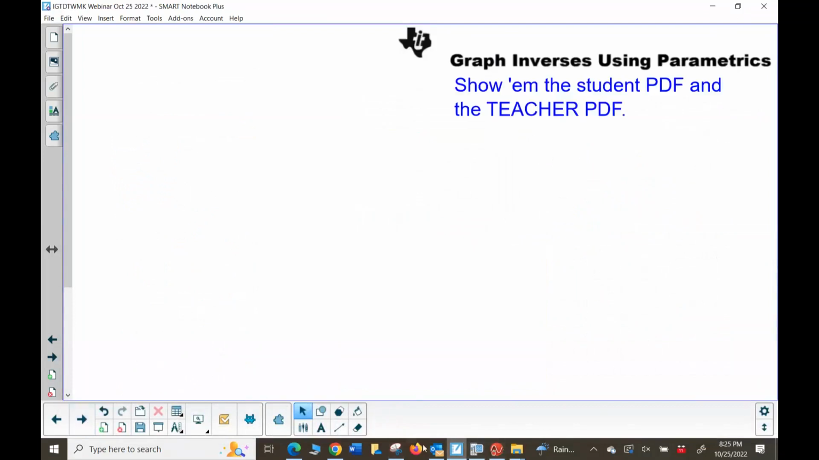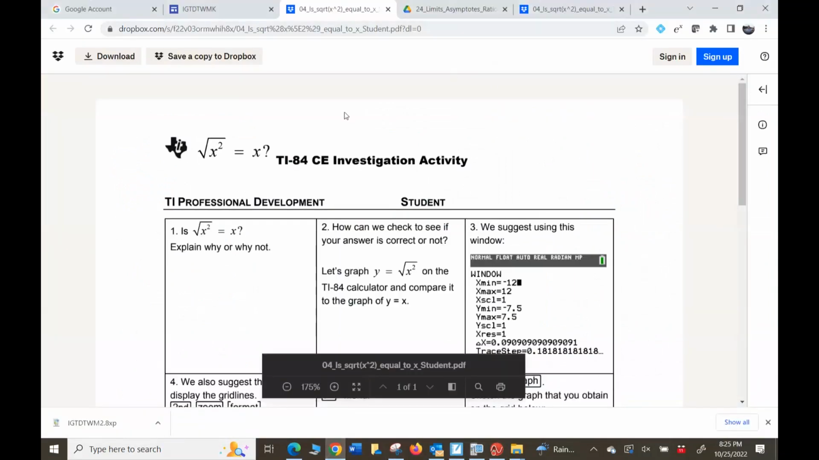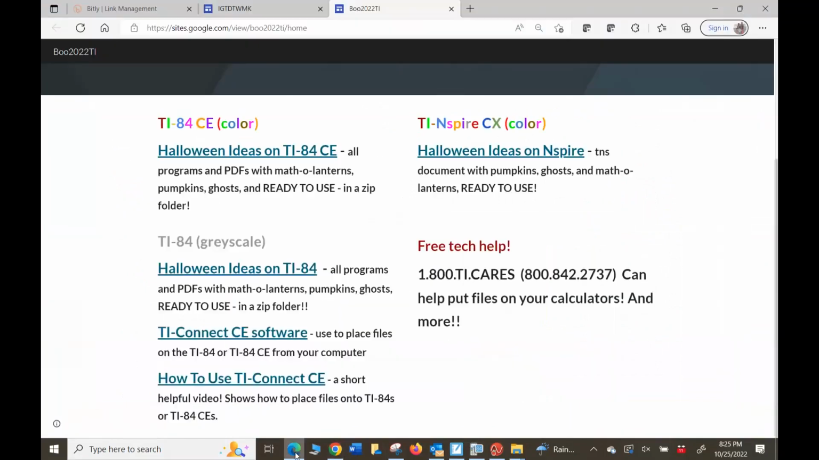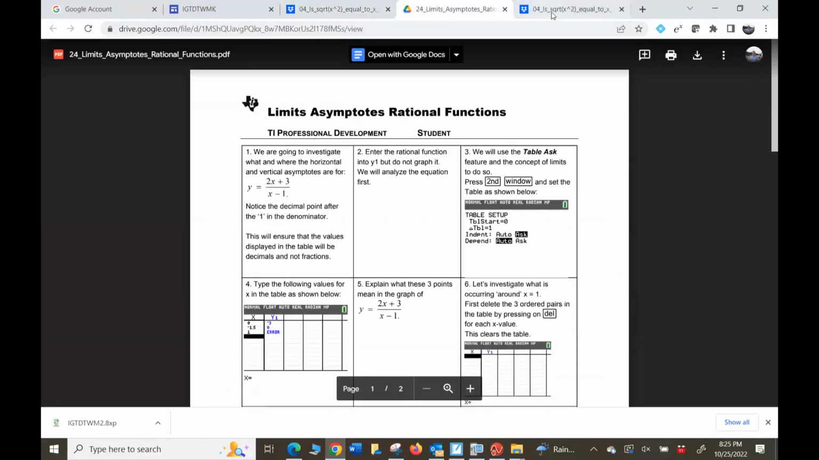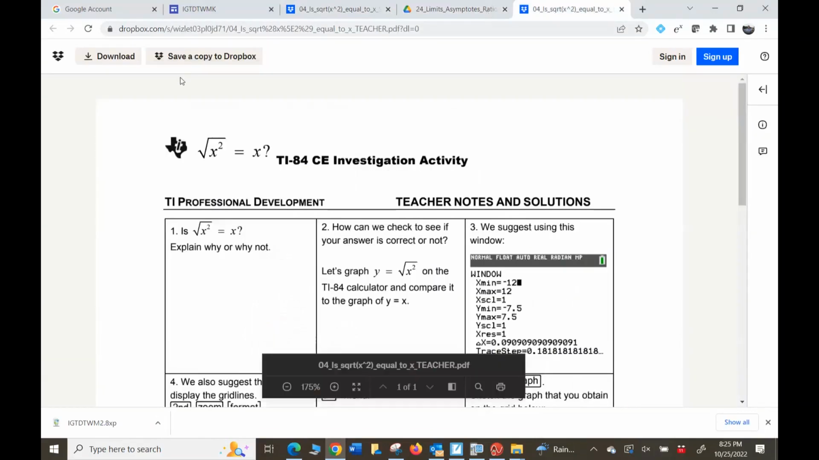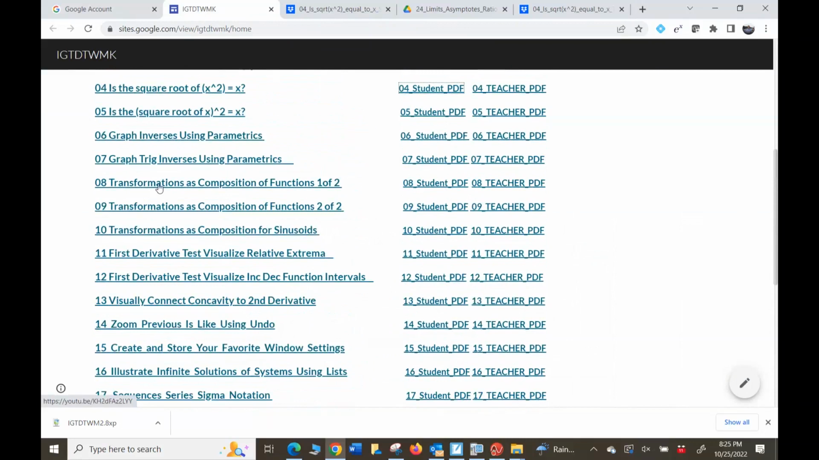I do have on here to show you the student and teacher PDF. I think I have them here somewhere. So, whoops, not that one. Oh, I thought I did. Sorry, I guess I didn't have it. So let me pull it up. So this is inverses using parametrics. So this is the student PDF.